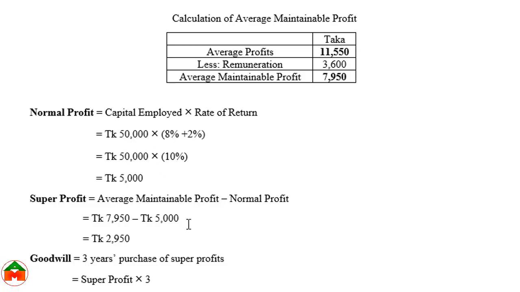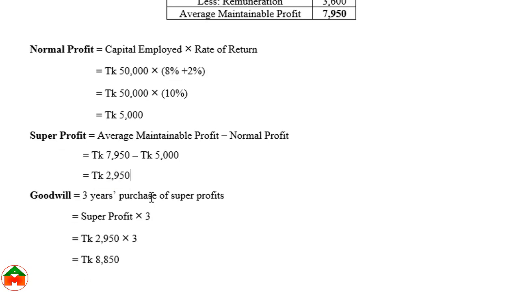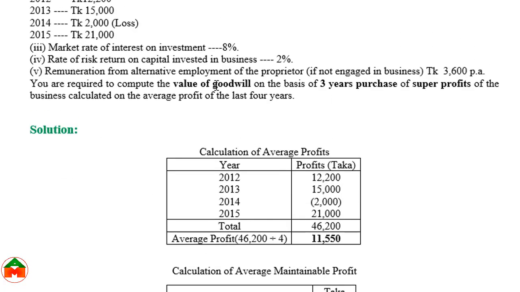On the basis of rate of return, the normal profit should be 5,000, but actually we got a profit of 7,950. That means there is a super profit. Here the super profit is 2,950. And according to the question, we will get the value of goodwill on the basis of 3 years purchase of super profit.